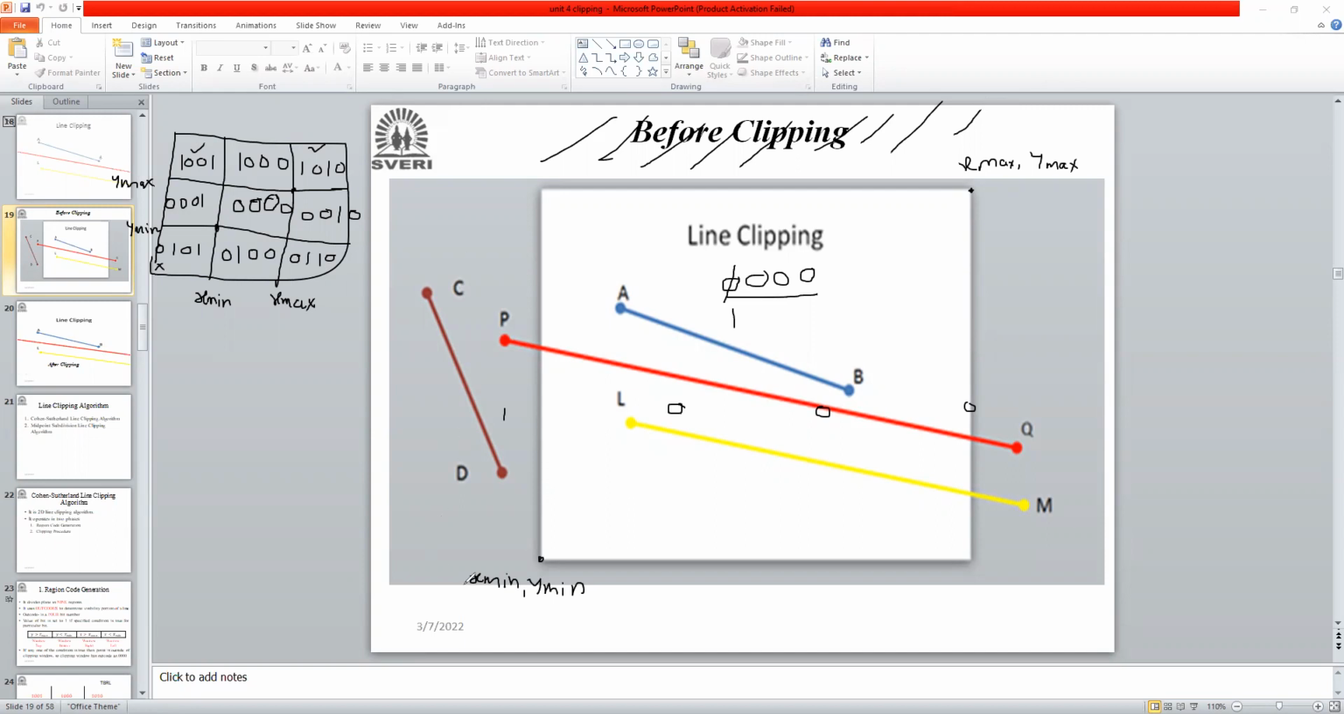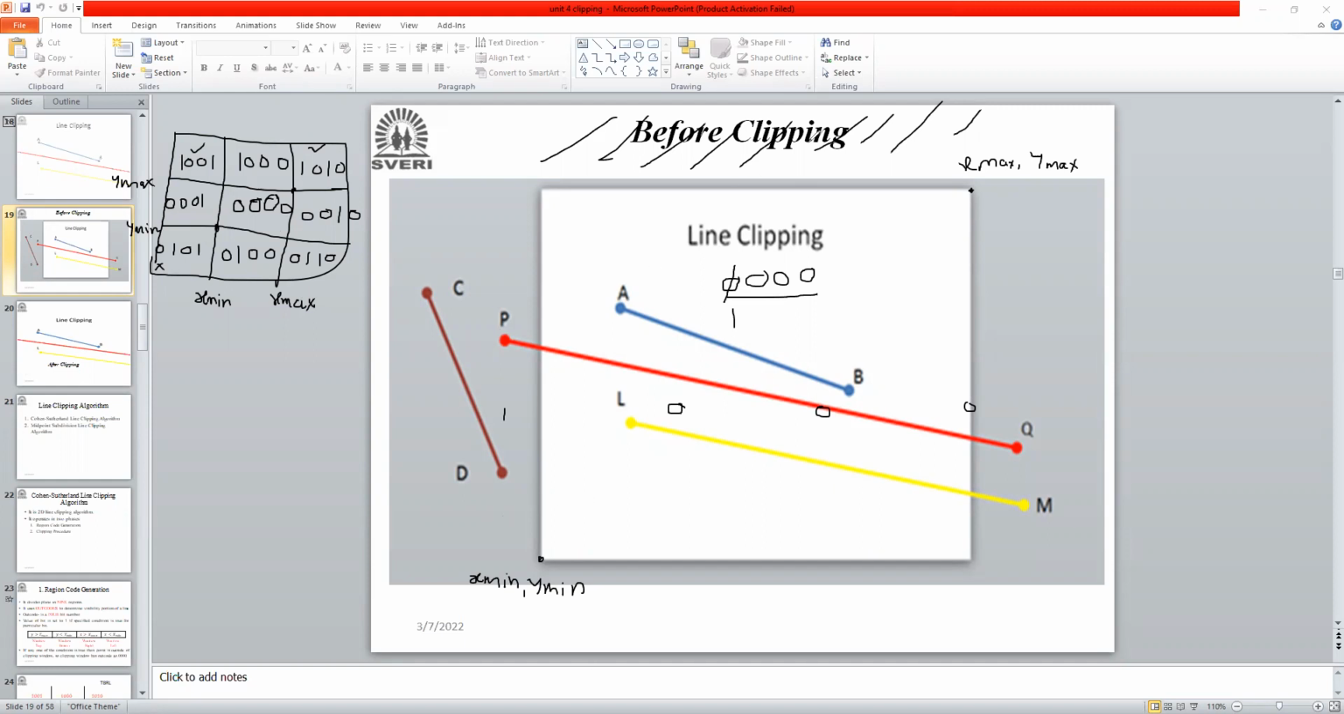So we have divided the whole plane, that whole plane we have divided into 9 regions, which has the region outcode from 0000 to 1010, the highest number assigned to it. So these are the codes given to the specified area. Okay, so that is called your first step of the Cohen-Sutherland line clipping algorithm, which is called region code generation.